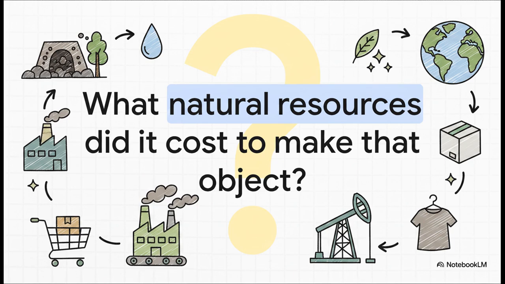Which brings us to our final, somewhat provocative thought for the day. I want you to look around the room you're in right now. Pick any physical object near you and try to mentally trace its entire journey backward. From the tertiary retail store where you bought it, back to the secondary factory that processed it, all the way back to the primary sector that literally pulled it from the earth. What specific natural resources did it cost our planet to put that item in your hands? Keep that question in mind the next time you make a purchase.